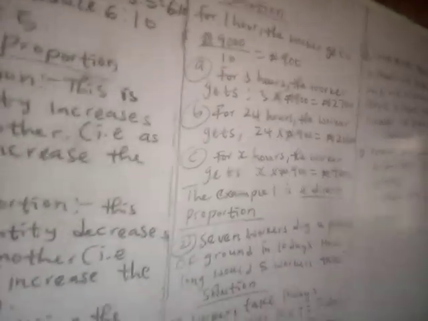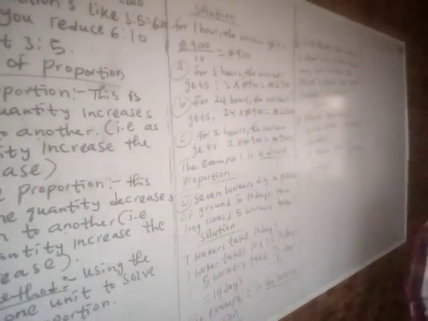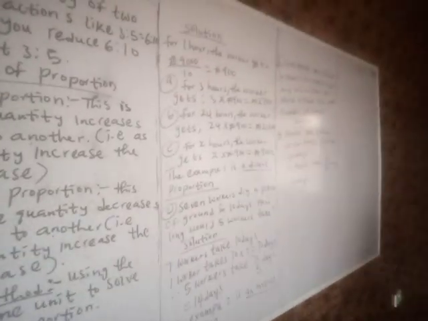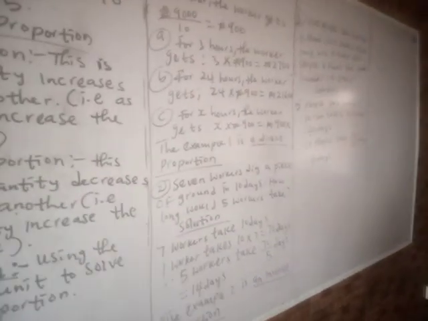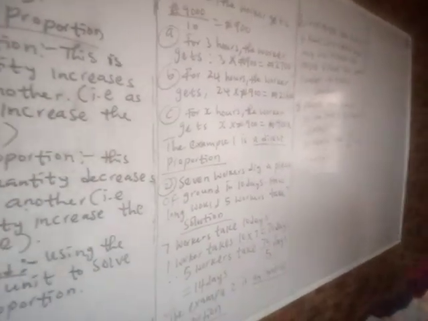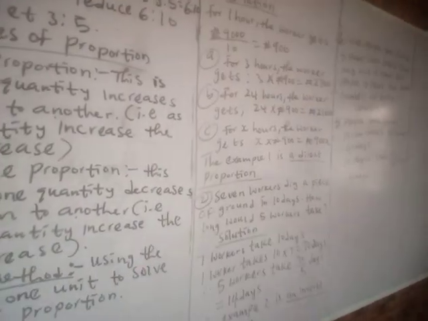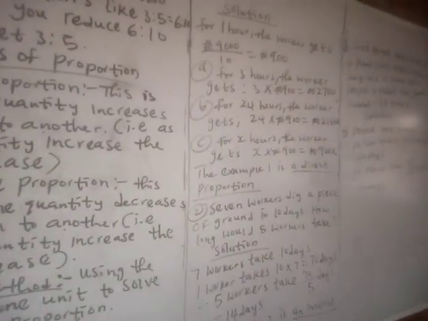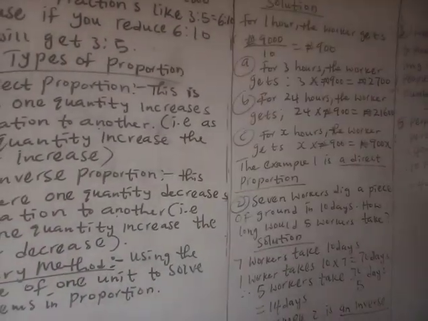So we will look at this now. What type of proportion is this example that we just displayed on the board? Yes? A direct proportion. Correct. Clap for him. A direct proportion. And what did you observe in this direct proportion? You observe that the amount you receive for 1 hour continues to increase as the number of hours increases. Isn't it? Yes. Increase with what? The number of hours. So that shows that it's a direct proportion.